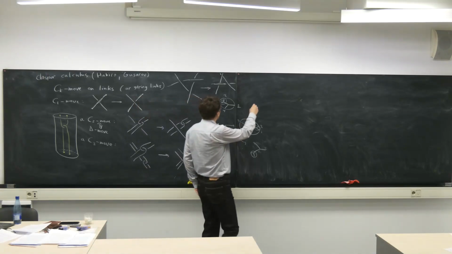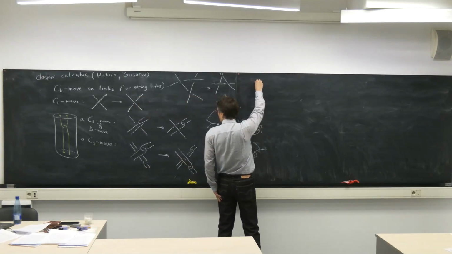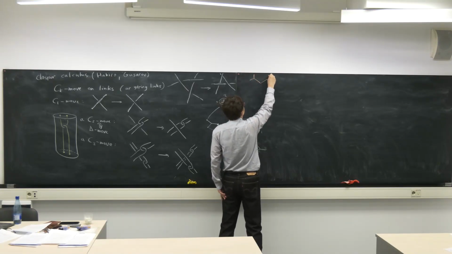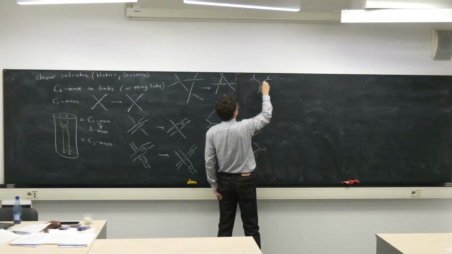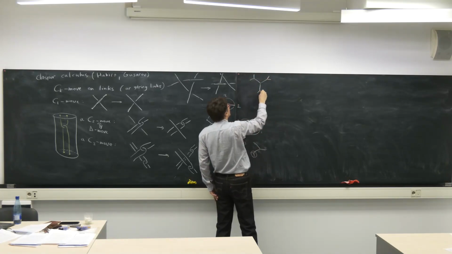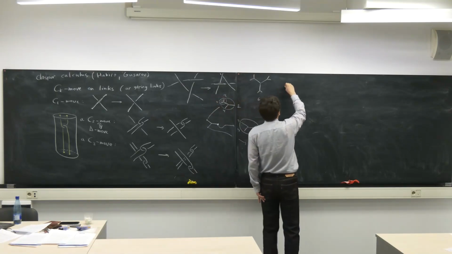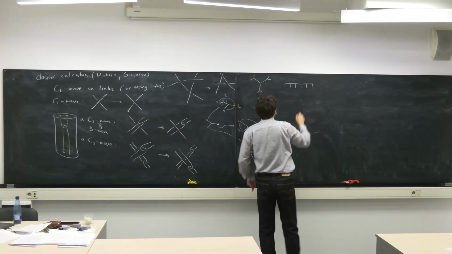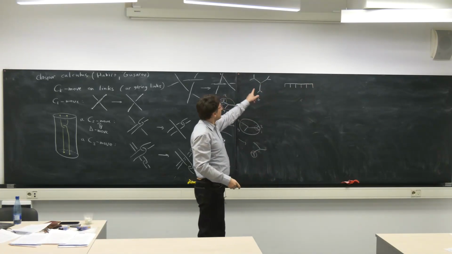So if you have more strands, then you can draw also pictures like this. So this is 6 leaves, but I can also draw 1, 2, 3, 4, 5, 6, and these are not equivalent in any sense.